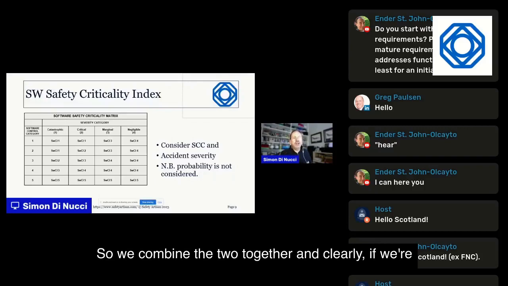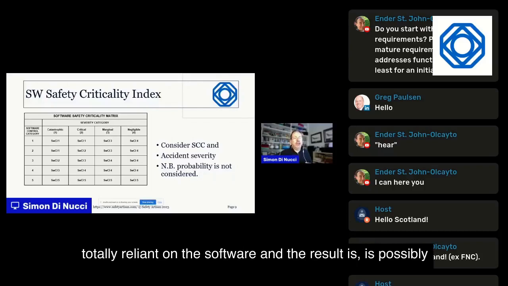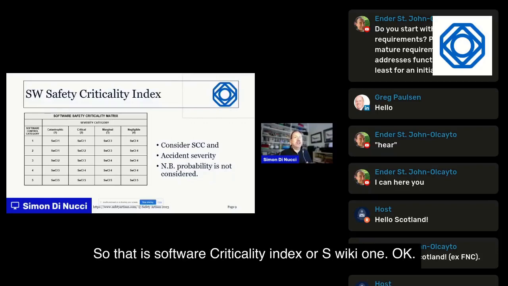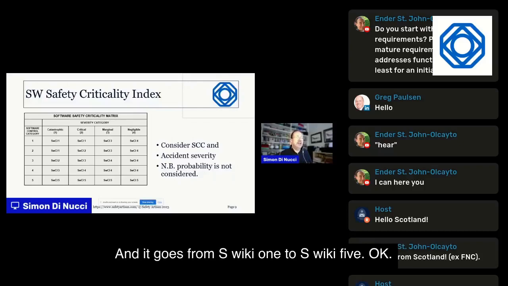So we combine the two together, and clearly, if we're totally reliant on the software and the result is possibly killing people, then that's the worst case. So that is Software Criticality Index, or SWCI 1. And it goes from SWCI 1 to SWCI 5, right down to nothing at all can go wrong.